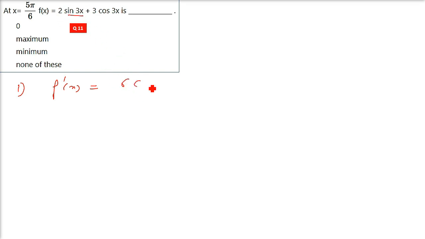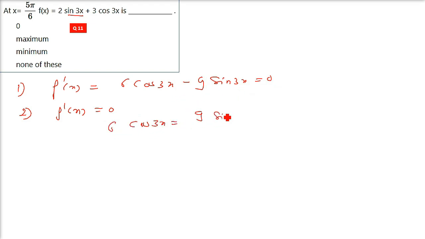So when we differentiate this, 2 sine 3x plus 3 cos 3x, we get 6 cos 3x minus 9 sine 3x. Next, the differentiated value is equated to 0. So 6 cos 3x minus 9 sine 3x equals 0. When you equate it to 0, 6 cos 3x is equal to 9 sine 3x. So sin 3x by cos 3x, which is tan 3x, equals 6 by 9, which is 2 by 3. So tan 3x is equal to 2 by 3.